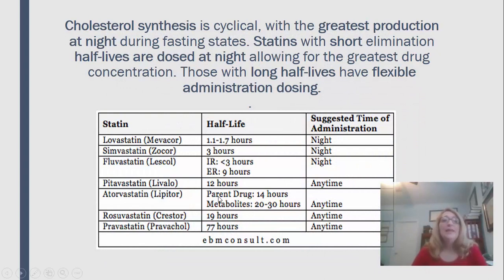We're going back here again with cholesterol synthesis. It's cyclical with the greatest production at night during the fasting states. And statins with short elimination half-lives are dosed at night, allowing for the greatest drug concentration. Those with long half-lives have flexible administration dosing.